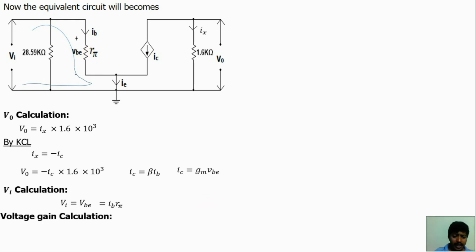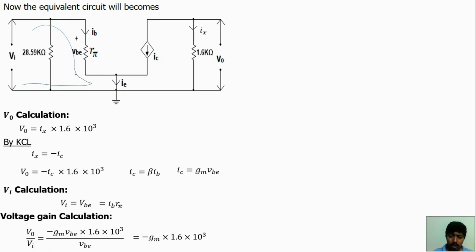So the voltage gain V0 by Vin is equal to, for the V0 formula we write, instead of IC we may write GM VBE. So minus GM VBE into 1.6 into 10 power 3, divided by VBE. So VBE cancels, we will get minus GM into 1.6 into 10 power 3.